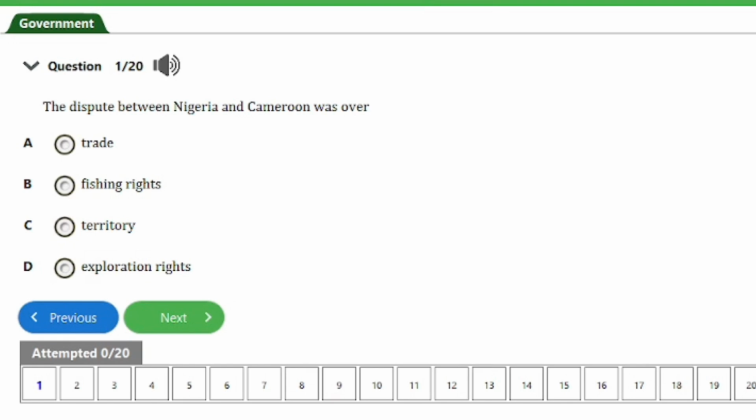It says, the dispute between Nigeria and Cameroon was over A, trade, B, fishing rights, C, territory, D, exploration rights. So guys, the answer to this question is option C, that's territory. So let's head on to the next one, guys. Alright, we have question number 2 here.